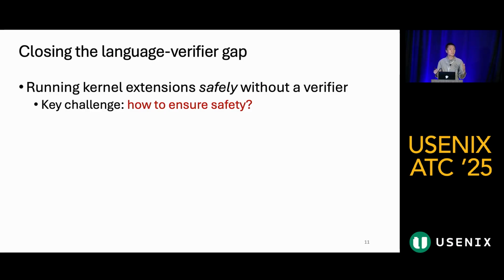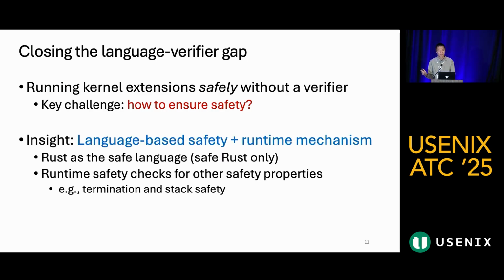Well, if we can run the extensions without the verifier, this gap will certainly be gone. But that brings us to another important question: how can we ensure safety? Our insight is that we can leverage the language part that already exists. In other words, we can use language-based safety together with a lightweight runtime mechanism. For example, we can use Rust as our safe language, where we require the extension programs to be written in safe Rust only. And for the safety properties that are hard to capture by the compiler, such as program termination and stack usage, we can implement checks at runtime.